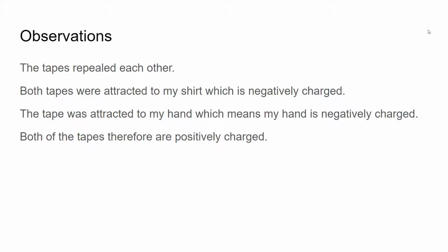So here are some observations I made. The tapes both repelled each other, and both the tapes were attracted to my shirt, which is negatively charged. And the tape was attracted to my hand, which means that my hand is negatively charged. And since both of the tapes were attracted to negatively charged objects, the tapes were therefore positively charged.